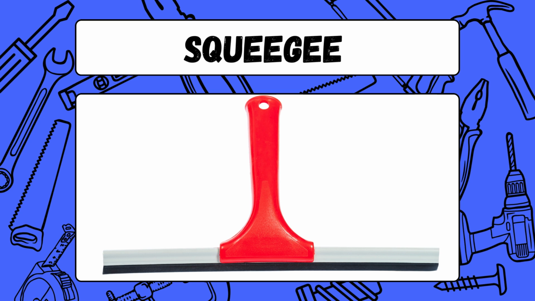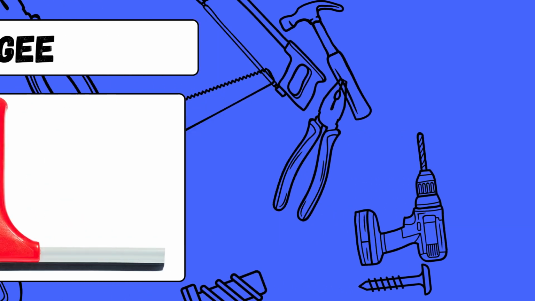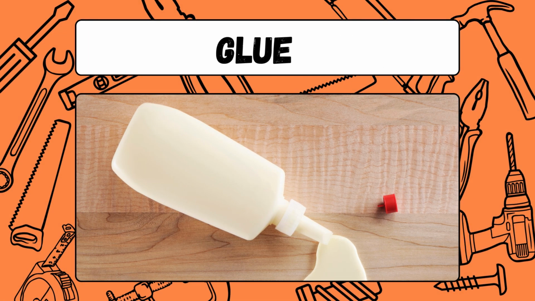Squeegee. A squeegee is a tool with a rubber blade used for cleaning or removing liquid from flat surfaces. Glue. Glue is a sticky substance used for bonding materials together by adhesion when applied.